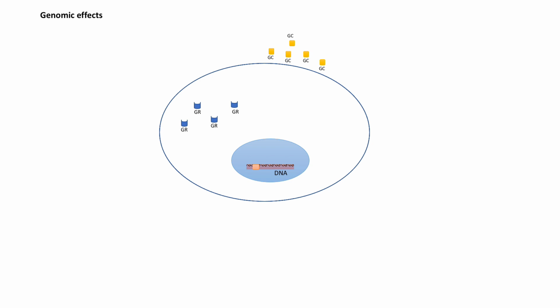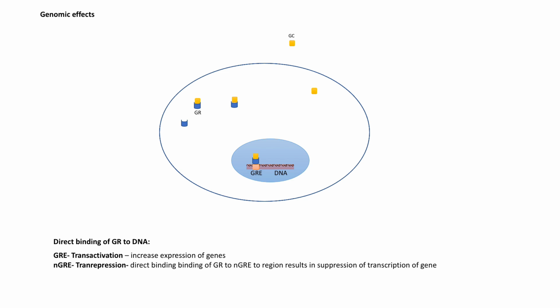Glucocorticoids are steroid hormones, so they can easily cross cell membrane due to their lipid solubility. Glucocorticoids then bind to glucocorticoid receptors present in cytoplasm. Binding of glucocorticoid to glucocorticoid receptor releases glucocorticoid receptor from associated proteins. Hormone receptor complex then moves to nucleus. In nucleus, hormone receptor complex affects transcription of genes by three mechanisms.